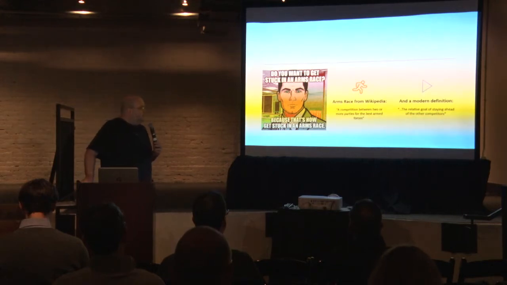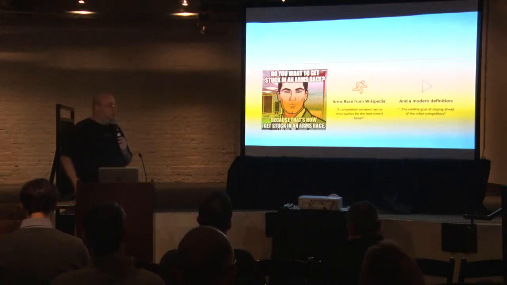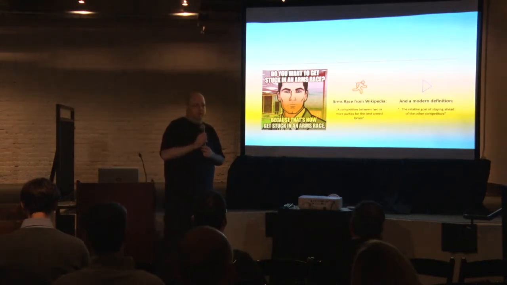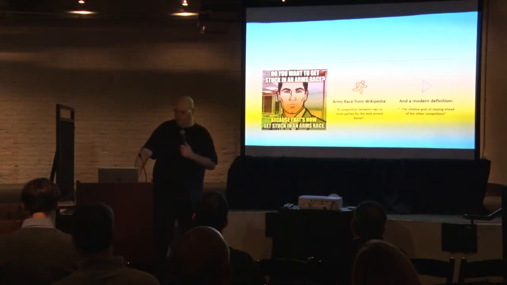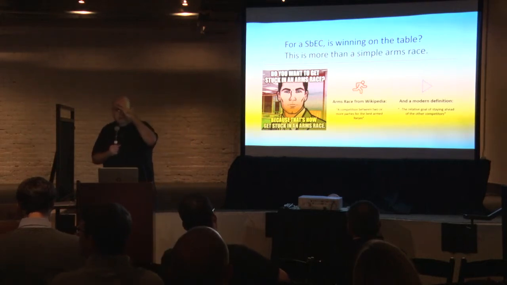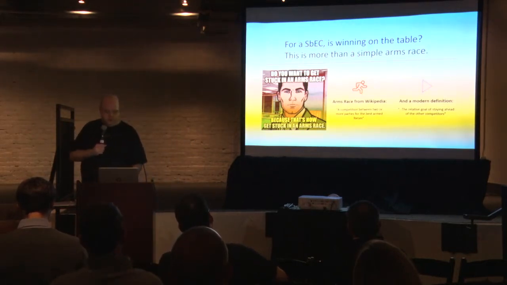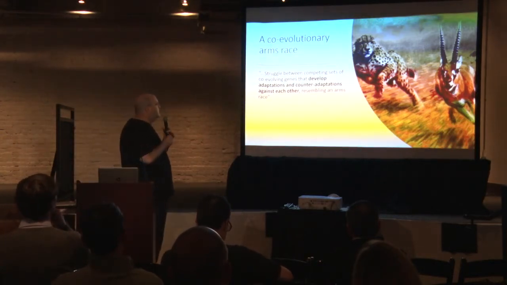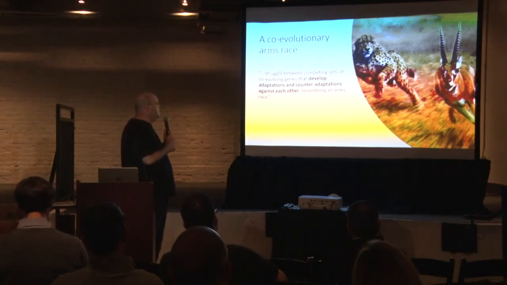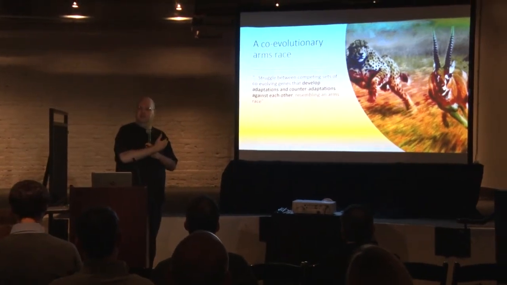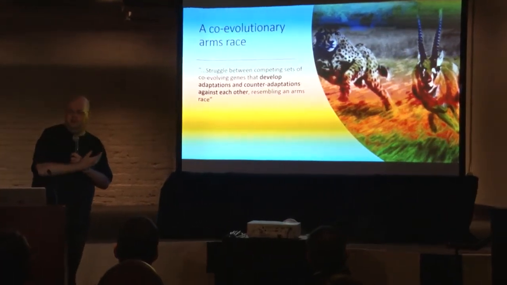Now, I actually took the Wikipedia definition. An arms race is a competition between two or more parties for the best armed forces. But a more modern definition might be the relative goal of staying ahead of the other competitor, meaning I don't necessarily want to win. Now, with superbugs, with SBECs, is winning even on the table? I think it's more than just an arms race. I think it's a co-evolutionary arms race. It's a struggle between competing sets of co-evolving genes that develop adaptations and counter-adaptations against each other, resembling an arms race. Anybody here working in security feels this line? Isn't this our life? Day in, day out?